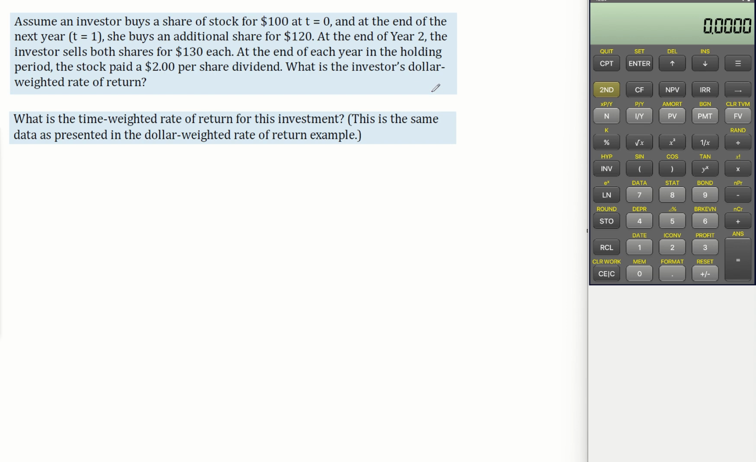What is the investor's dollar-weighted rate of return? And what is the time-weighted rate of return for this investment?